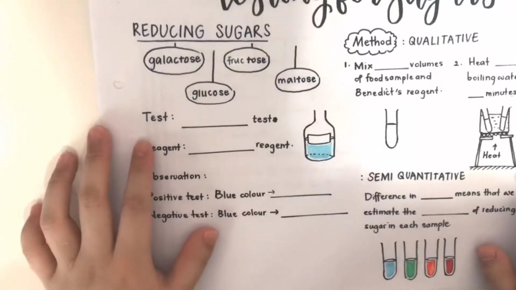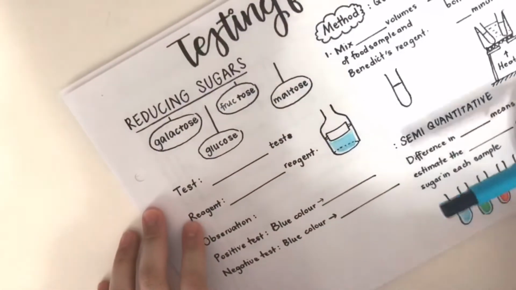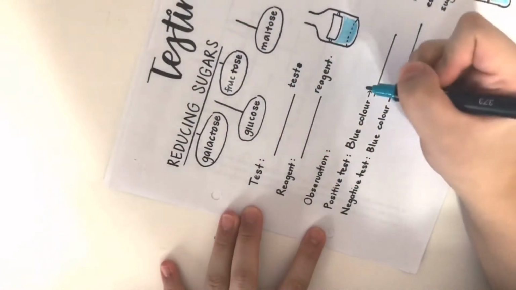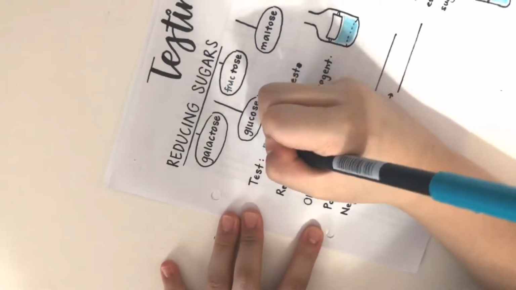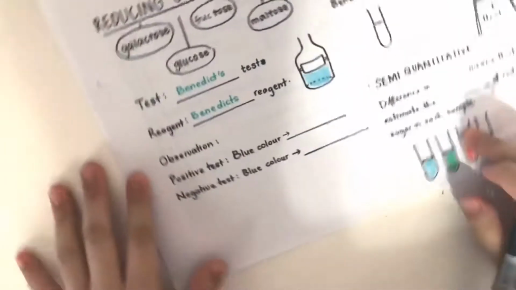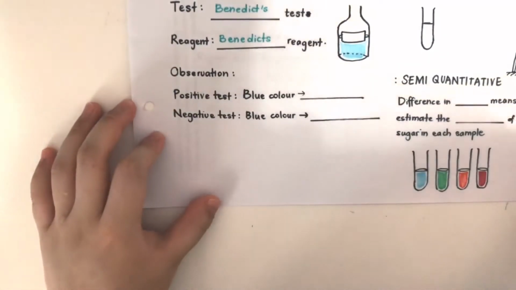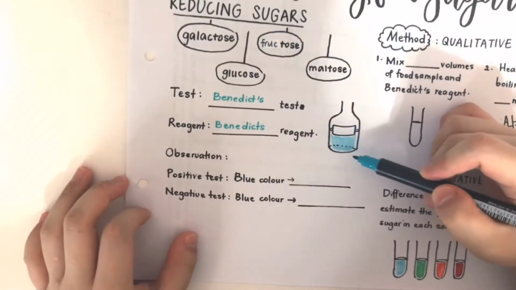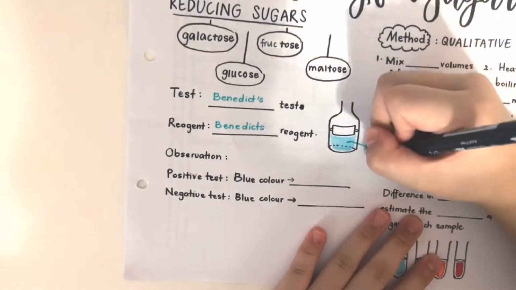So the test that we're going to be using is known as the Benedicts Test, and similarly, the reagent that we'll use is also called the Benedicts reagent. Alright, so as you can see here, our reagent is actually blue in color, and that is because of the presence of copper 2 sulfate.